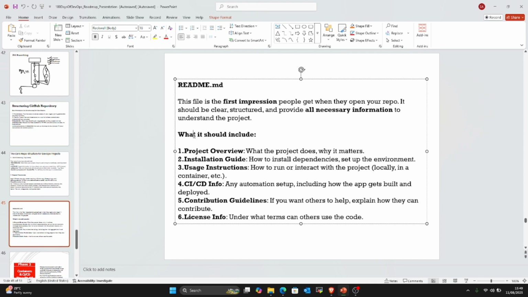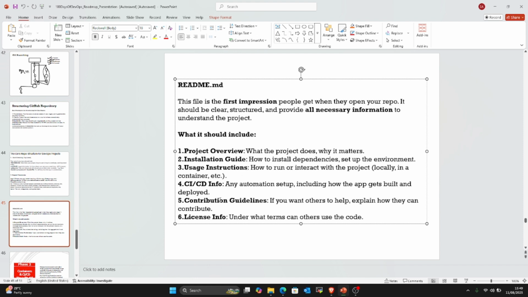So what should be in your README file? Your project overview should be in your README file. If there are any forms of installation, if you're installing any package, you should have your installation guide, and also your usage instructions, how to run it. If it's a Java application, how to run it. If it's Python or Node.js, it should contain how to run those things.